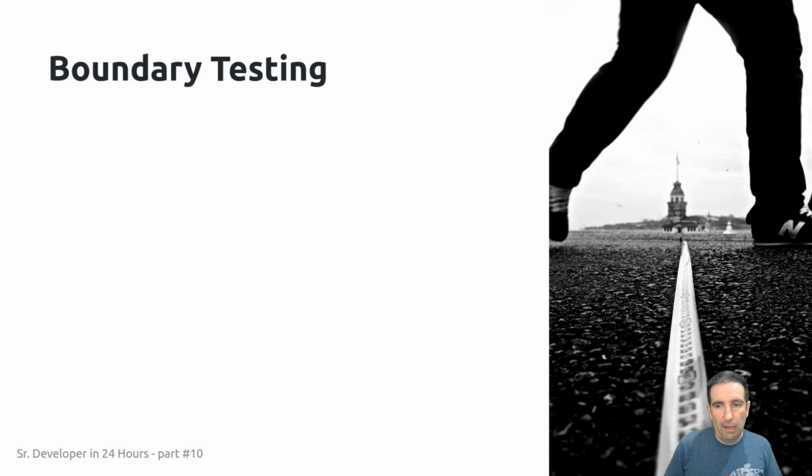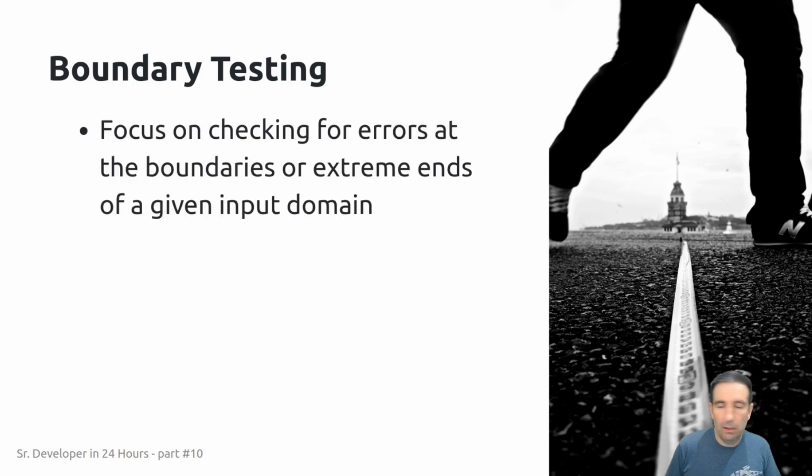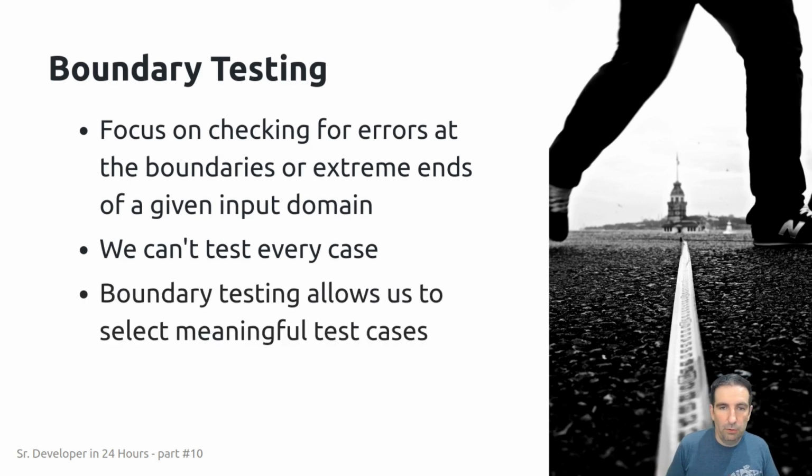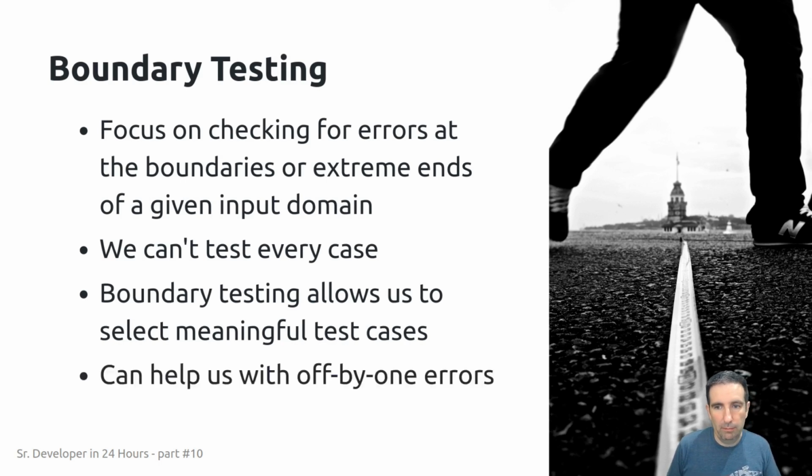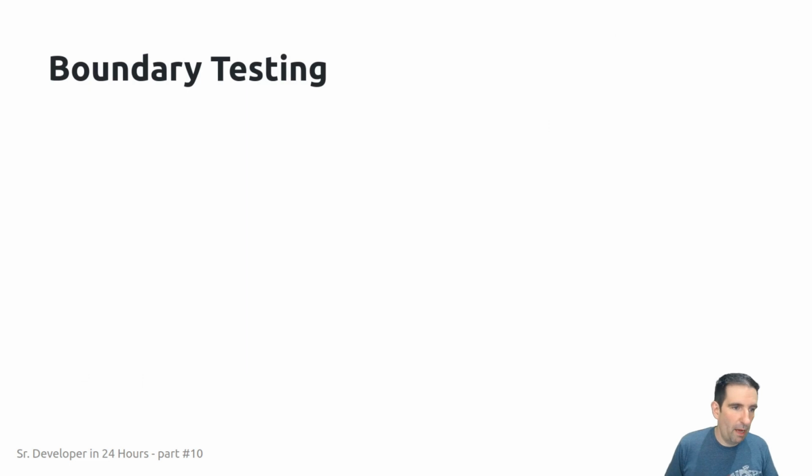All right, now let's talk about boundary testing. The idea of boundary testing is to focus on checking for errors at the boundaries or extreme ends of a given input domain. The truth is that for many systems, we cannot really test every case. So with boundary testing, we can select meaningful test cases to cover the different ways in which our code can work. So, how do we do boundary testing? And again, this is basically just a technique to come up with the kind of testing that we should implement in our particular unit test.